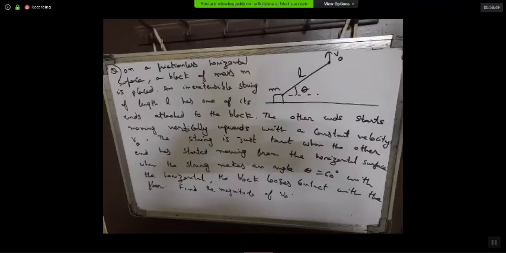When the string makes an angle theta equal to 60 degrees with the horizontal, it's given that the block loses contact with the floor. The block loses contact with the surface when theta becomes 60 degrees. So we have to find the magnitude of v naught.